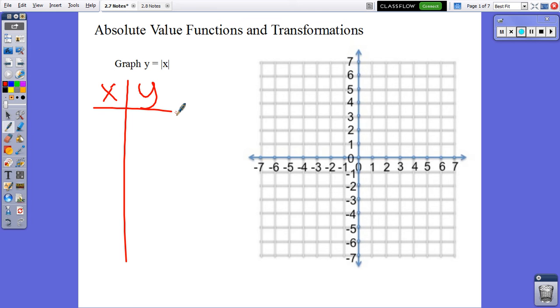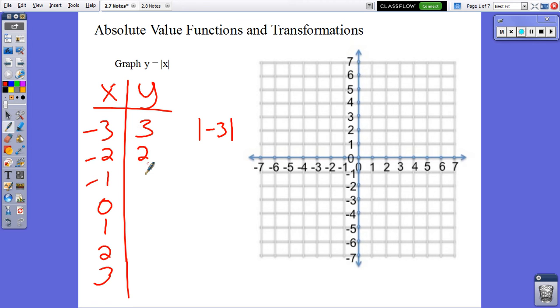So let's pick some random x values, maybe -3, -2, -1, 0, 1, 2, and 3. And let's just see what happens. So if we plug in -3, well, we're going to get the absolute value of -3, and that's just going to be 3. If we plug in -2, we get the absolute value of -2, that's 2. This is 1. Absolute value of 0 is 0, 1, 2, and 3.